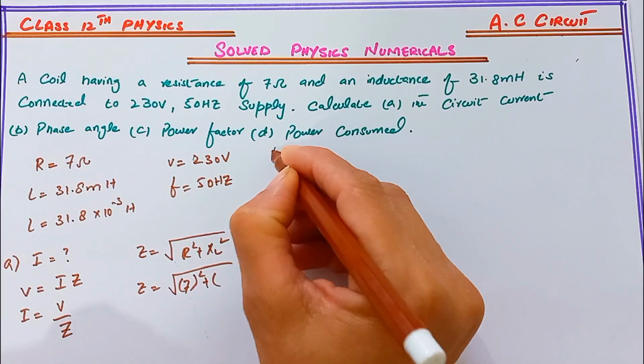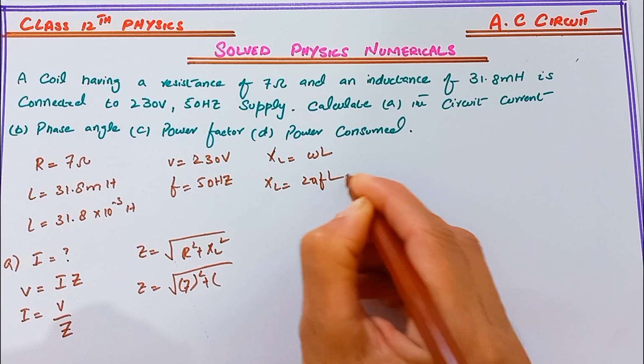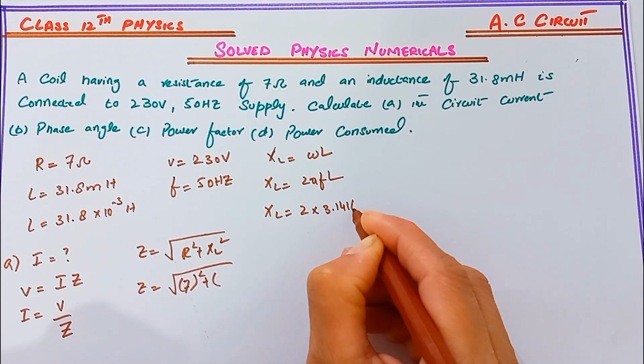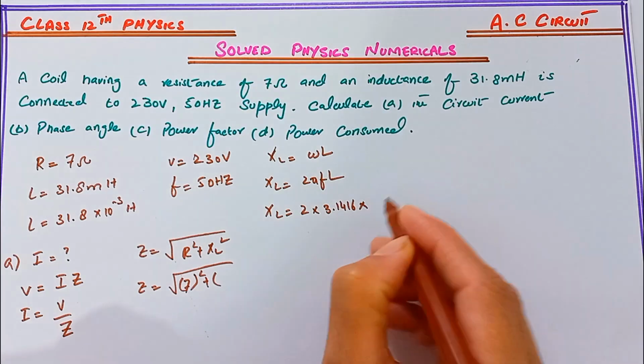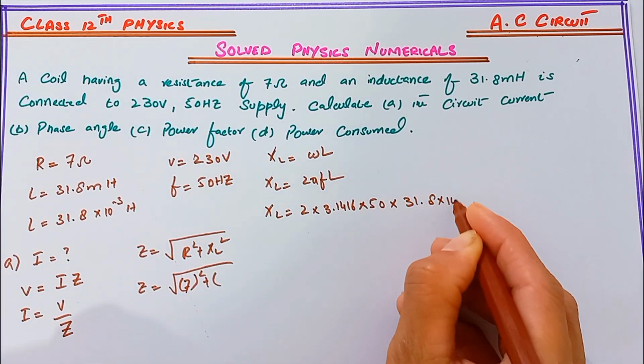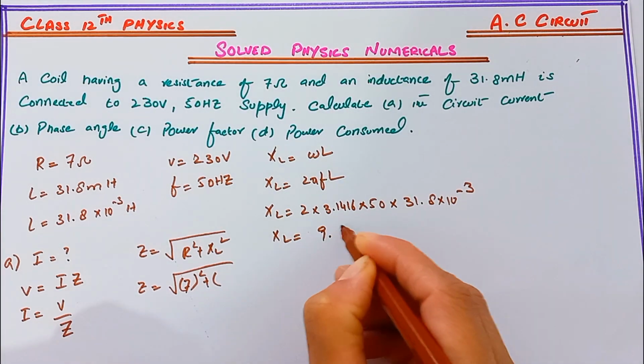We find the XL. XL we know is equal to omega L. Omega is equal to 2 pi F, so XL is 2 pi F L. The 2 pi value, pi is equal to 3.1416, frequency is equal to 50 hertz, and L that is given is 31.8 into 10 to power minus 3. So the value of XL is equal to 9.99 ohm.